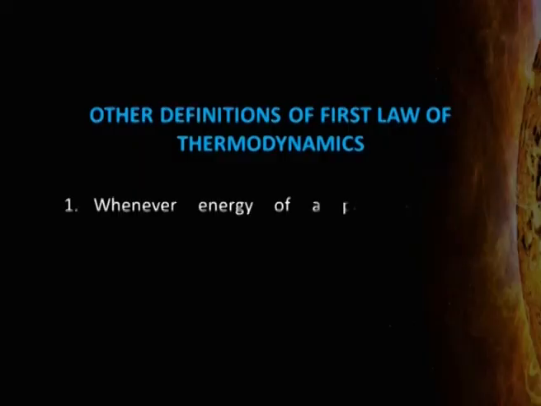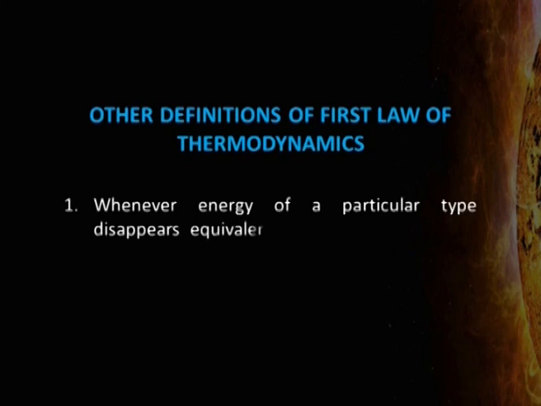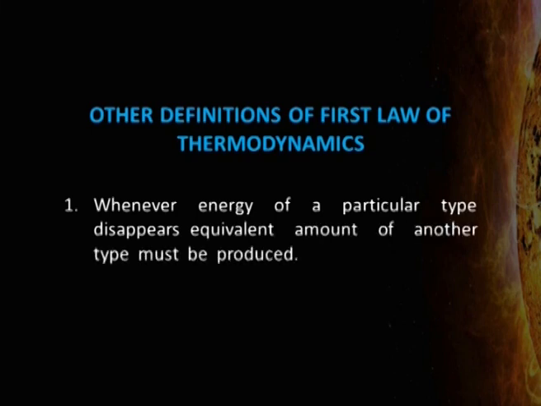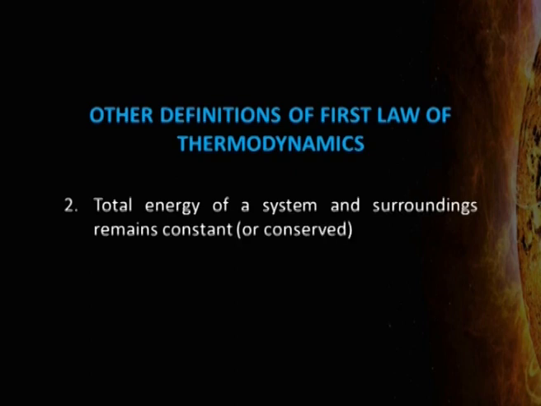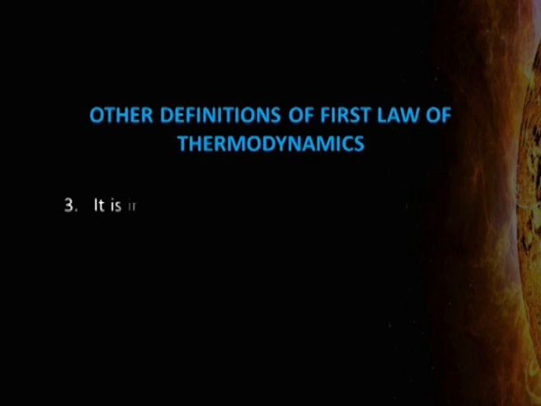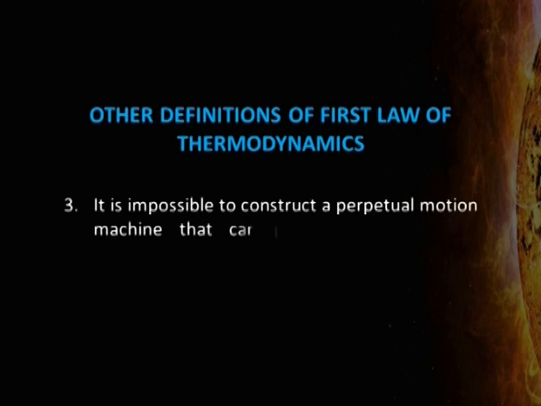First law of thermodynamics can also be defined in many other ways, first of which is whenever energy of a particular type disappears, an equivalent amount of another type must be produced. The second definition is the total energy of a system and surroundings remains constant or conserved. And the third definition is it is impossible to construct a perpetual motion machine that can produce work without spending energy on it.